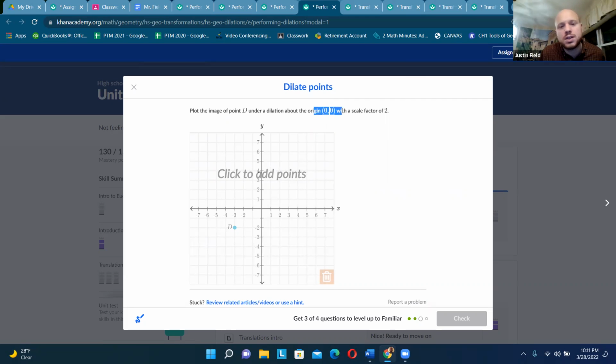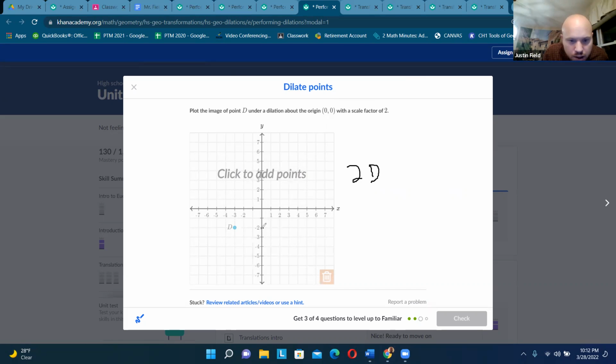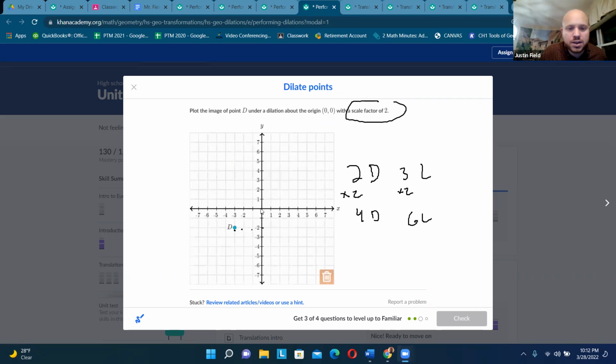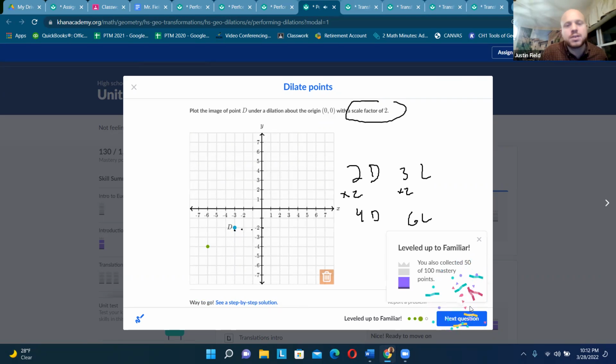Okay, so my center is 0, 0. Scale factor of 2. So how far is D from the center? Start at the center. It's 2 down. And 1, 2, 3 left. Multiply those by 2 because the scale factor is 2. That would be 4 down and 6 left. So now I go from the center, go 4 down and 6 left. That's how you do that.